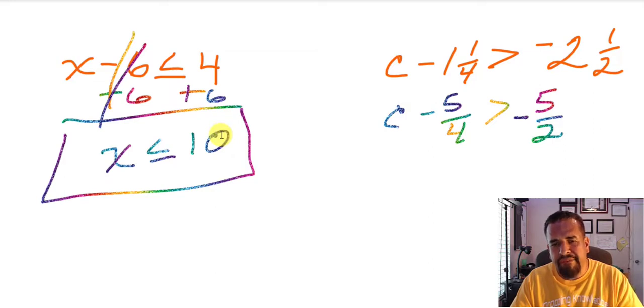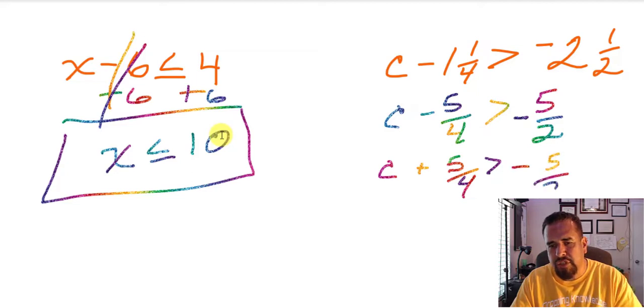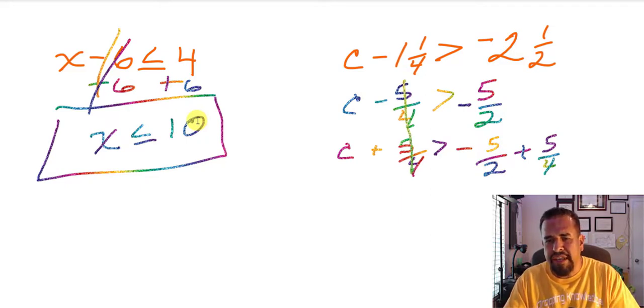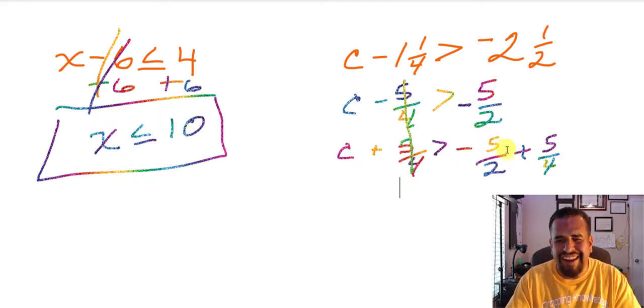So if I rewrite it simply by doing C minus, not minus, I got to do the inverse. So it's plus 5 over 4 greater than negative 5 over 2 plus 5 over 4. Okay? Now, right here, the minus and the plus, this is going to cancel out. This right here, I cannot solve it yet.